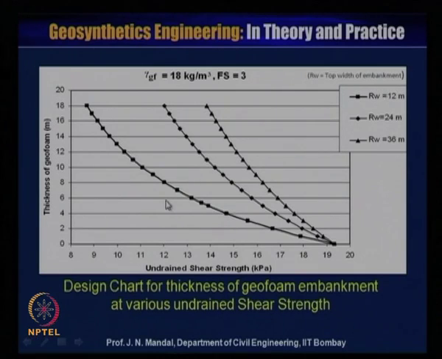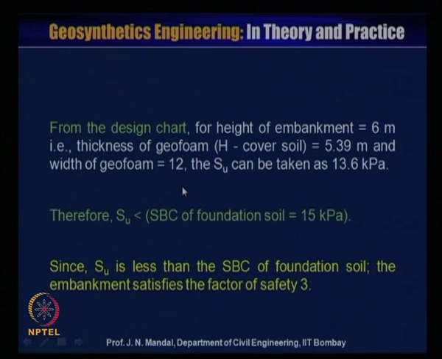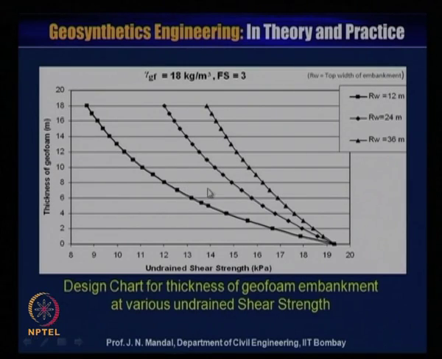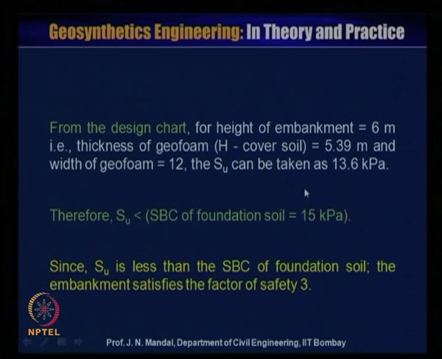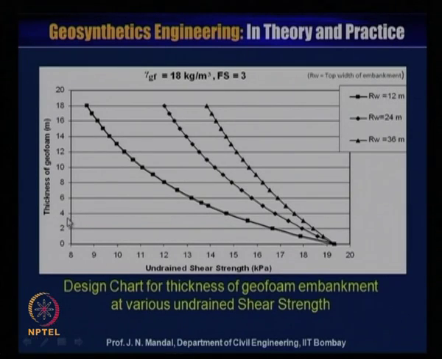So, you can see here that the width of the geofoam is 12 meter. So, let us consider here RW is 12 meter. You know that the thickness of the geofoam is 5.39 meter, so this is somewhere here, 5.39 meters. Then you can move horizontally, where your width is about 12 meter. So, with about 12 meter, then you can move vertically downward.